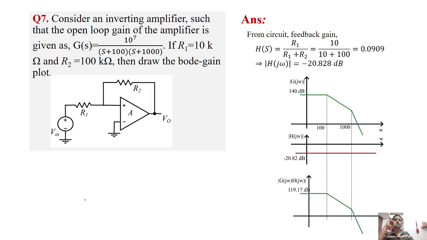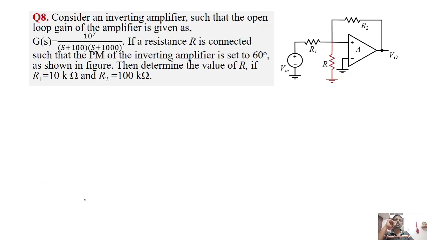Okay, coming to the next question: consider an inverting amplifier such that the open loop gain of the amplifier is this. So same question.